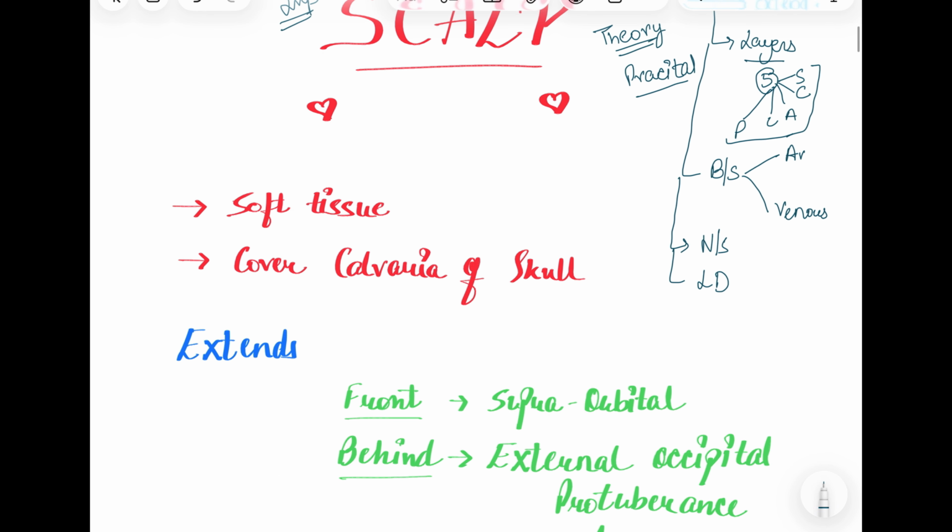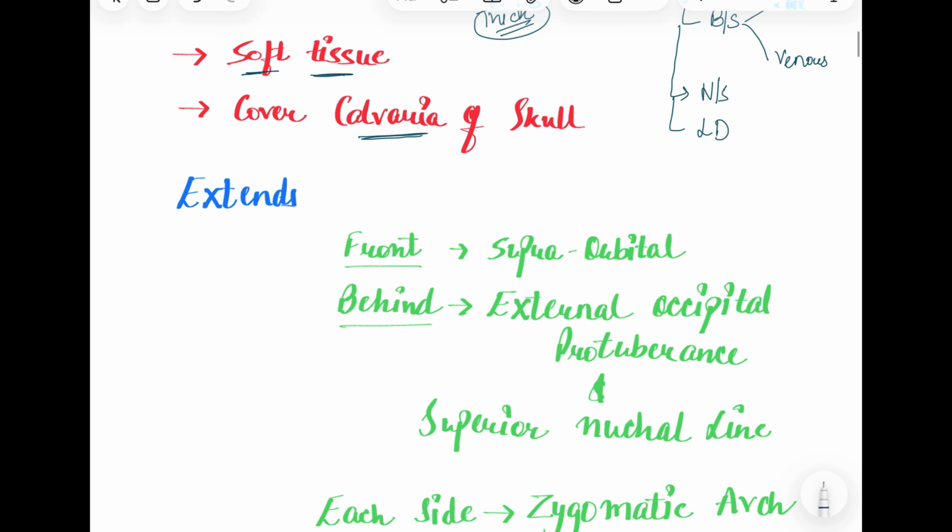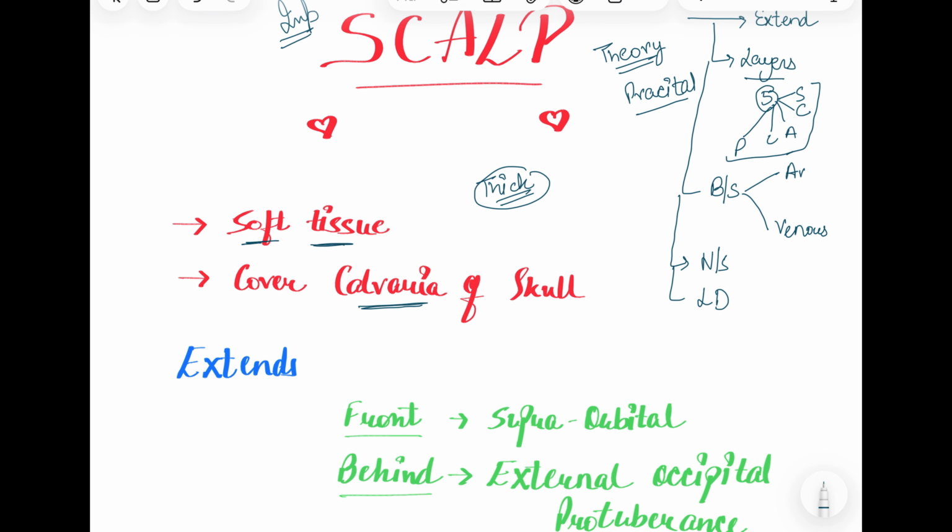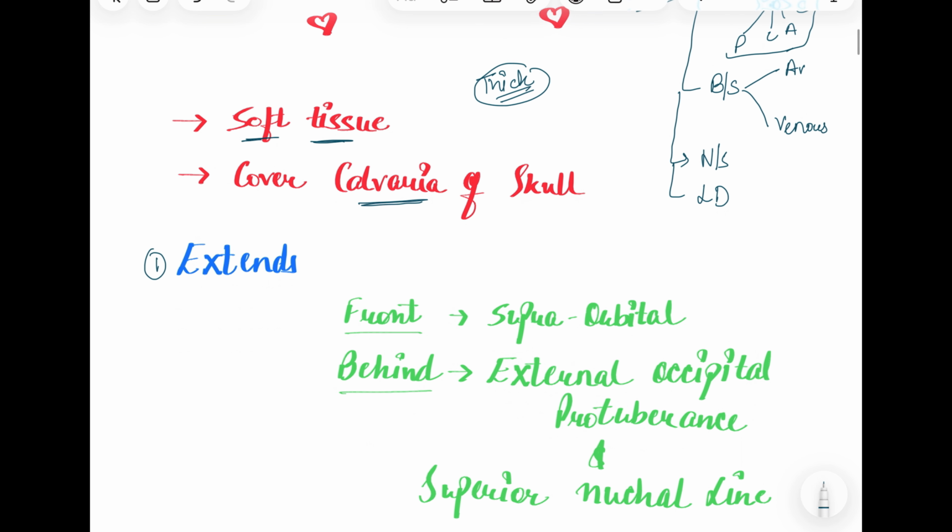So first of all, what is basically a scalp? It's a soft tissue which is covering the calvaria of the skull, right? It is a thick layer, right? So it's a tissue which is basically a thick layer covering the calvaria of the skull. So first, as I have said, we will be talking of all these points. So first we will be taking the extent of the scalp.